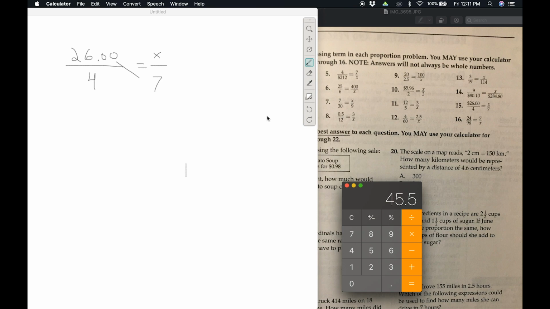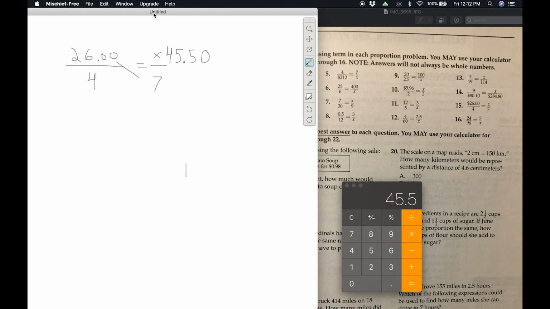So 45, since we are dealing in currency again, we'll put, sorry, I was putting 0 there for some strange reason. 45.50, we'll also add the 0 since it's currency. Okay, so that's the equivalent proportion.